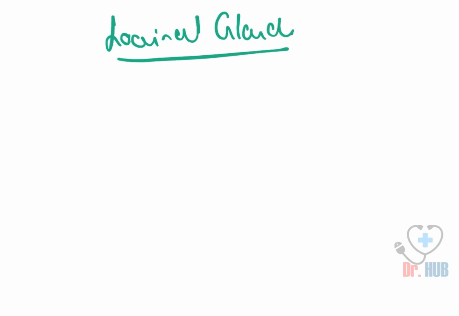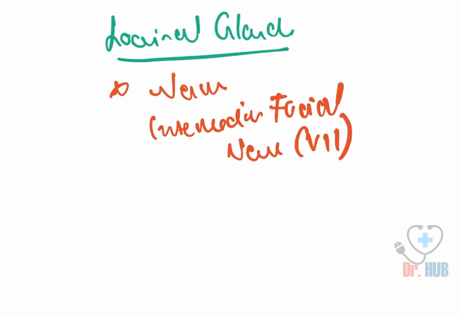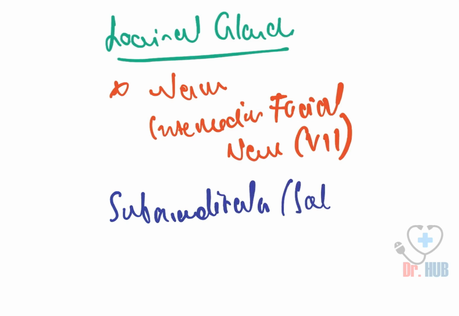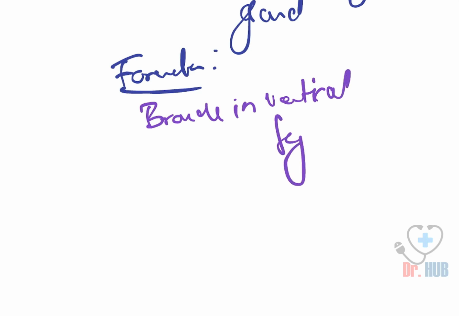Now to answer our questions, the first question was in terms of the lacrimal gland, what is it carried by? The lacrimal gland is carried by the nervus intermedius, the facial nerve. The next question was, how is the formation of the submandibular and sublingual glands? The formation is that it branches in the vertical segment.